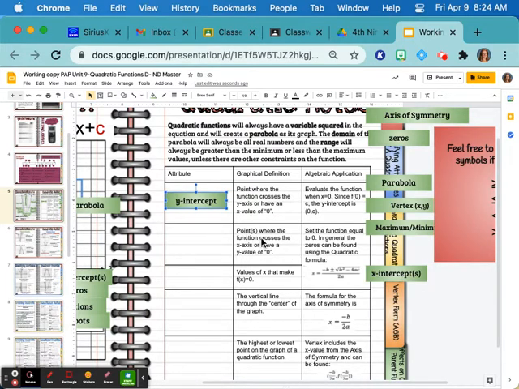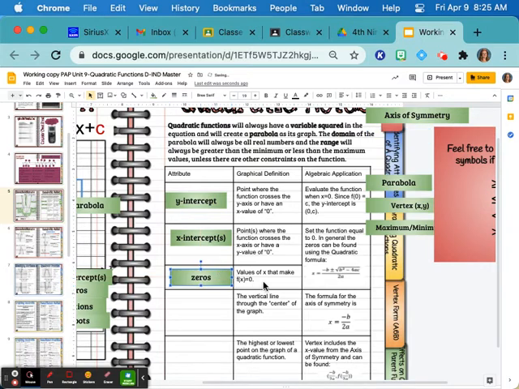Next one, points where the function crosses the x-axis or have a y value of 0. X-intercept. Values of x that make f of x 0. Yep. So what is x when y is 0? And we are going to learn about the quadratic formula also.